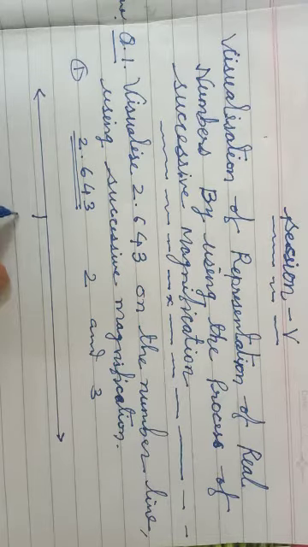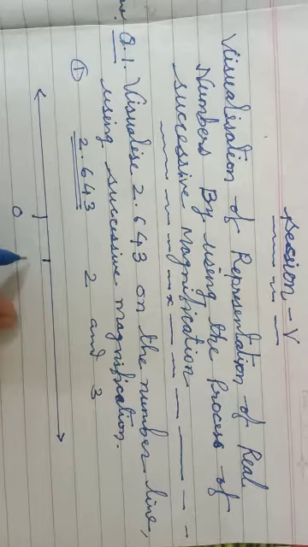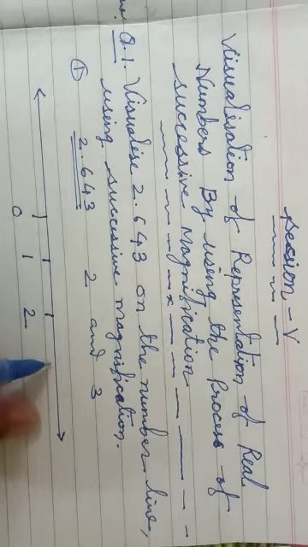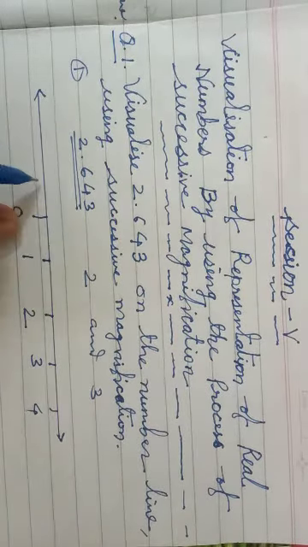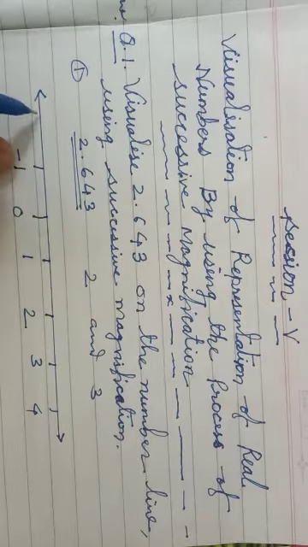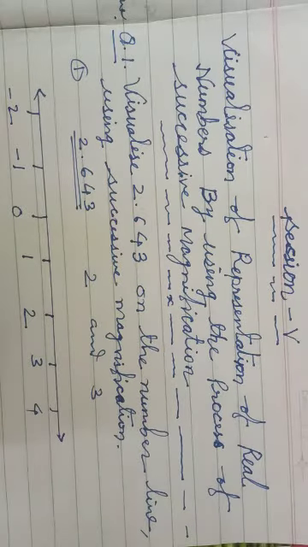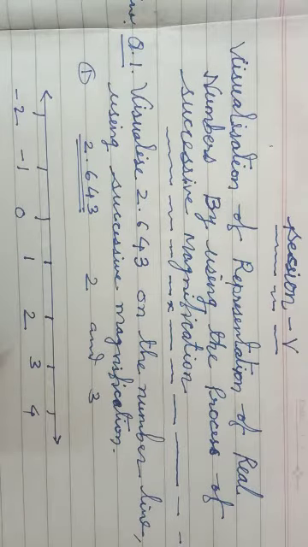So on the number line, 0, this is 1, this is 2, 3, 4, like that. On the left side -1, -2, and like that. And on the number line we should divide each portion into equal parts. 1, 2, like that. All parts are equal here.